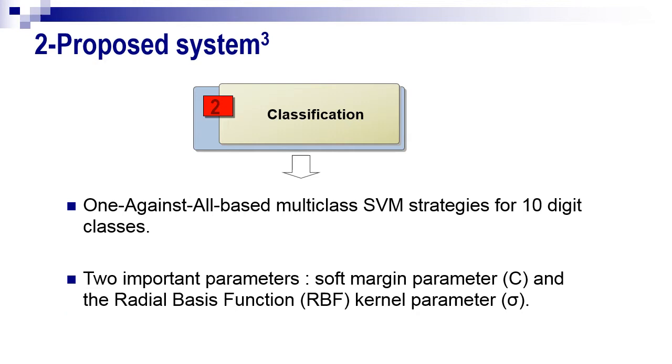For the classification task, we selected the support vector machine, SVM, as a classifier. The extracted features from multi-scale OBIF columns are used to train our one-against-all based multi-class SVM strategy for 10 digit classes. Two important parameters required for training the SVM include the soft margin parameter and the radial basis function kernel parameter.